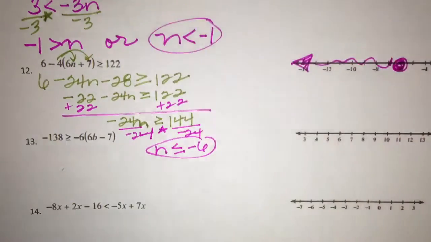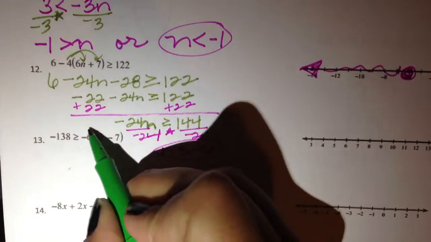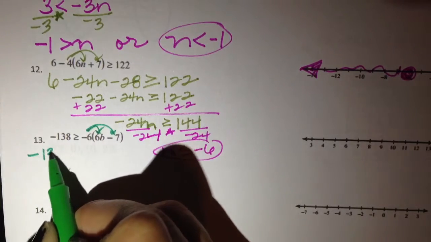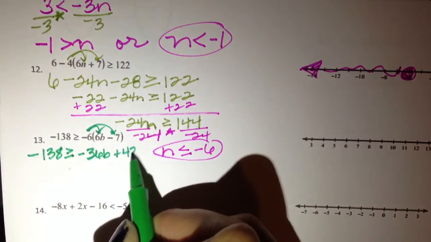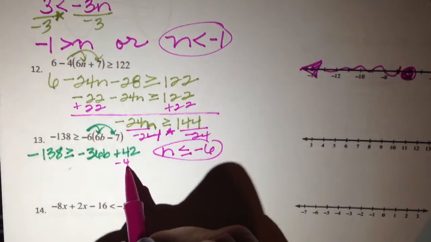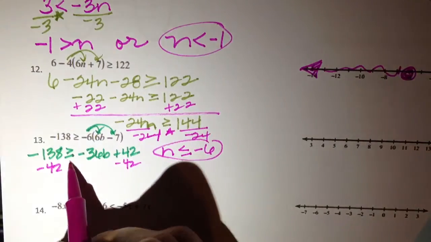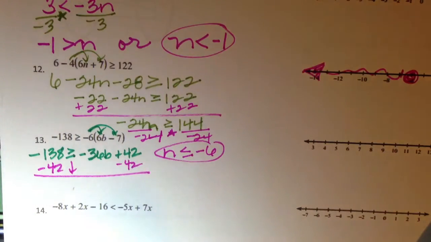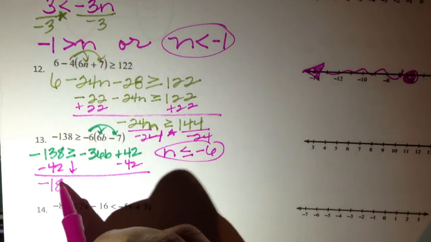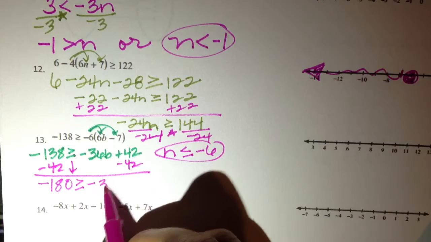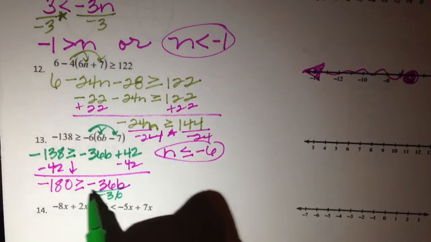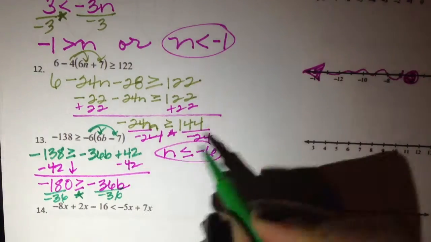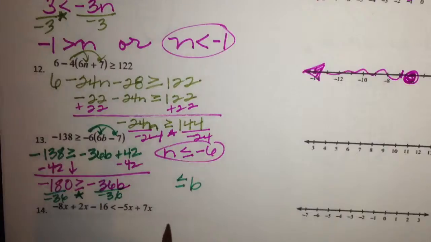Alright, now the first thing I'm going to do in number 13 is distribute -6. -138 is greater than or equal to -36b plus 42. I'm going to subtract 42 from both sides. And thankfully I have my calculator as I'm working pretty quickly here, and mental math isn't coming as quick as I want tonight. -180 is less than or equal to -36b. Notice how just every problem we've done so far has included that negative number in the last step, so you have to show me the switching of the sign.